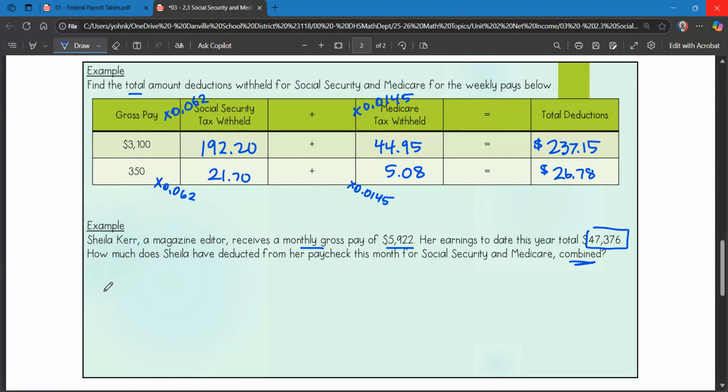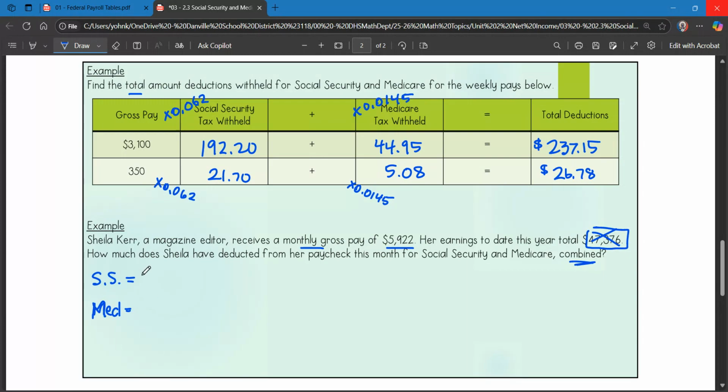All right, well, first thing we have to remember is that you are taxed on the first $176,000. Well, she earned $47,000 to date, so we're good. We can ignore that number. So remember that we're looking for how much she's getting taken out of per paycheck. So it doesn't matter if she gets paid weekly, monthly, bi-weekly. It doesn't matter. We're per paycheck. So we're just going to worry about Social Security. I'm going to put SS for Social Security, and then I'm going to calculate Medicare. So I'm going to put Med.